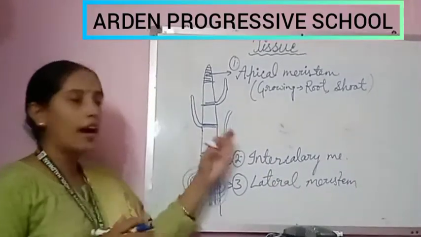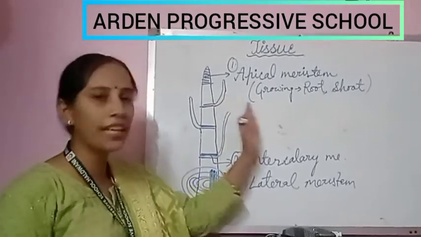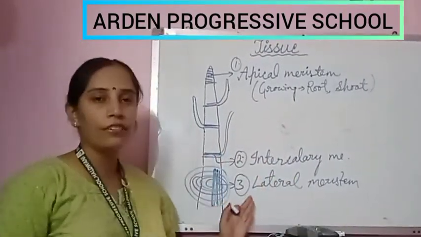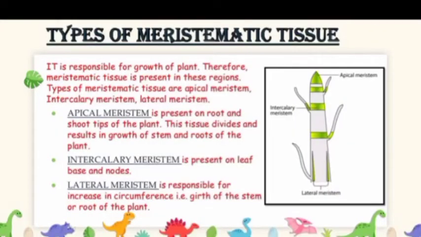So these are the main functions of these three kinds of meristem: the apical meristem, the intercalary meristem, and the lateral meristem. These are the types of meristematic tissue. As you know, meristematic tissue is present at the growing regions of the plant, so it is responsible for the growth of the plant.